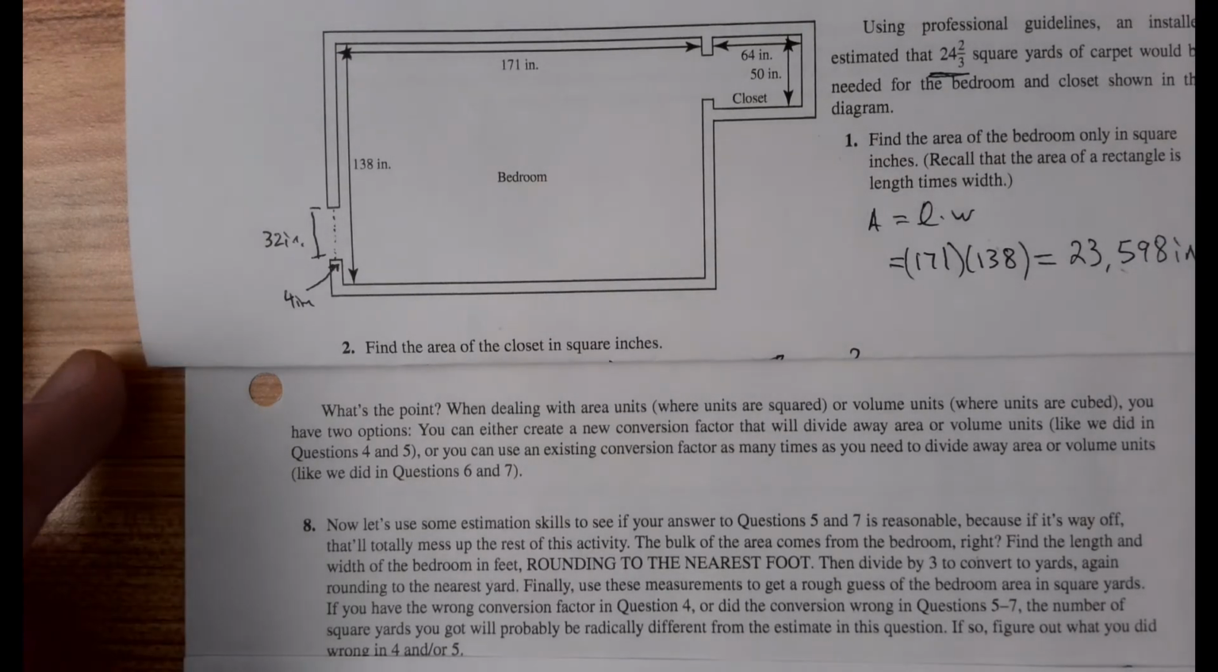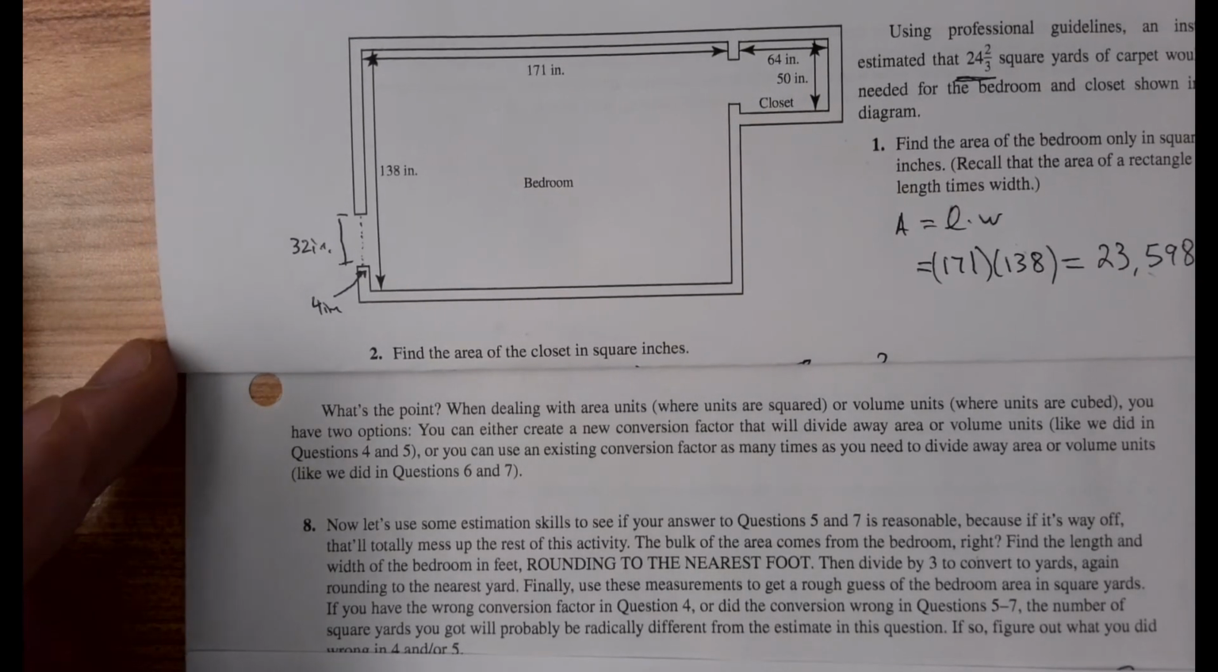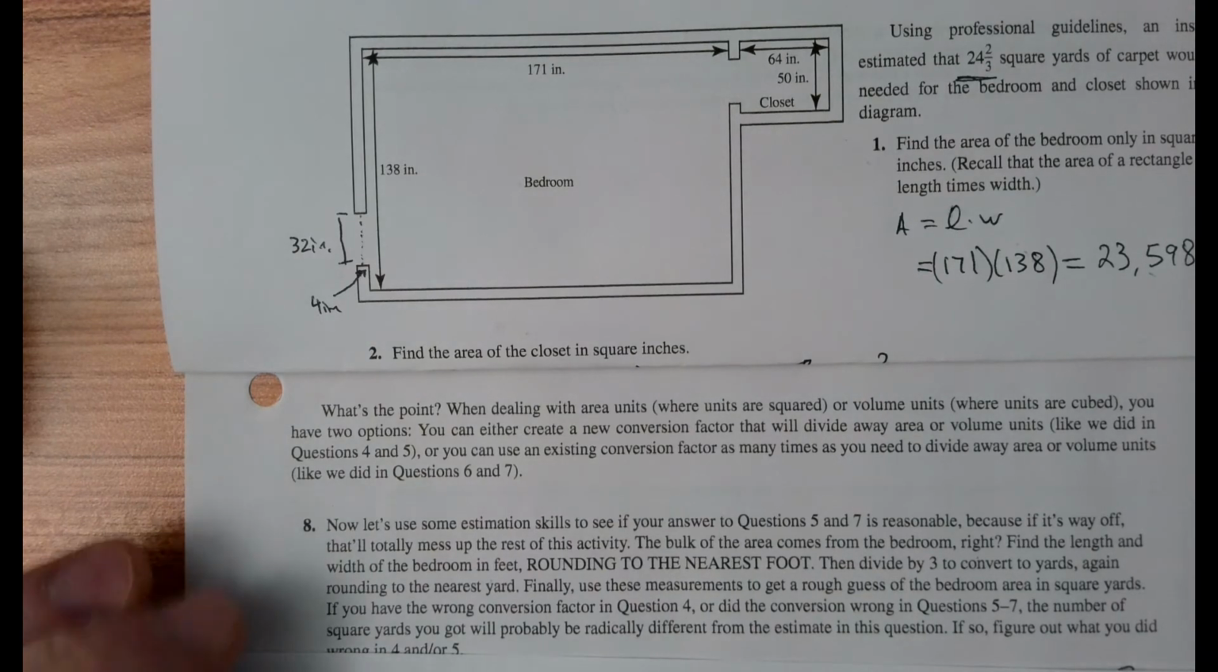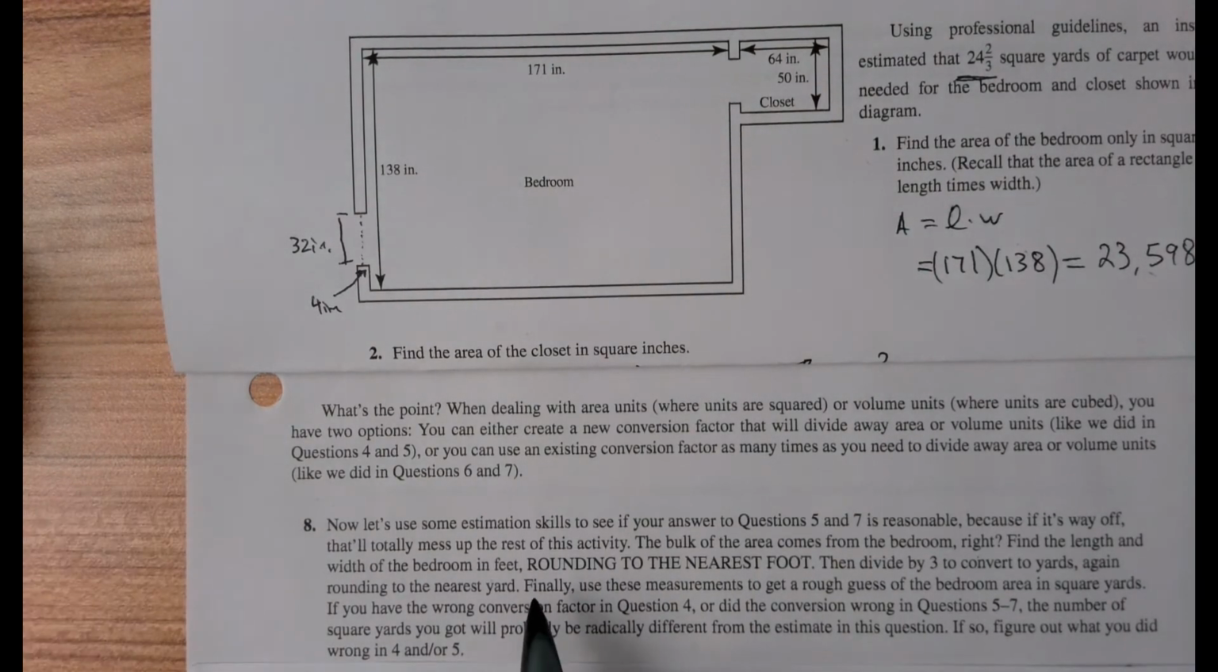So finally, we want to estimate the area of this necessary carpet, and then we're going to do some comparison between our estimate and our actual calculation. So our author is leading us through how to do that estimation. He's like, hey, look, the bulk of the area comes from the bedroom. So let's find the length and the width of the bedroom in feet, rounding to the nearest foot. And then we're going to divide by 3 to convert to yards, again rounding to the nearest foot, and finally use these measurements to get a rough guess of the bedroom area in square yards.